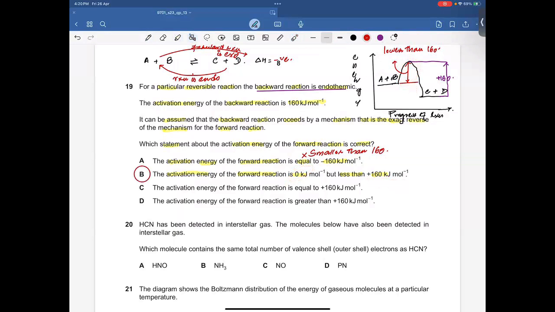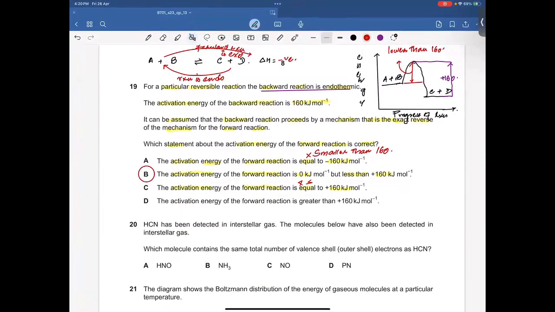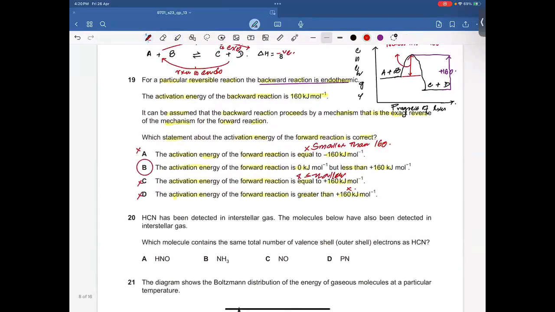So B could be the right answer, but let's talk about C and D. The activation energy for the forward reaction is equal to 160. Not equal to, I've told you, it should be smaller. Next is the activation energy for the forward reaction is greater than 160. Forward reaction cannot be greater than 160. Okay. This wrong, and that wrong, which means B is going to be the right answer.